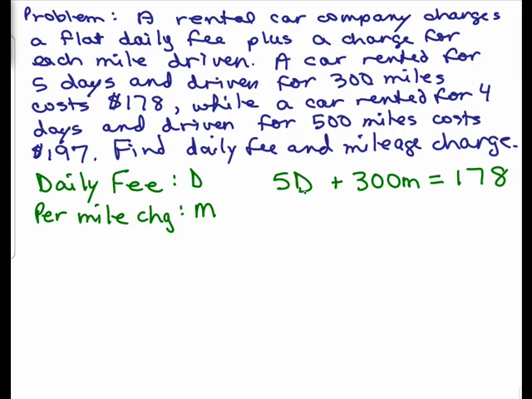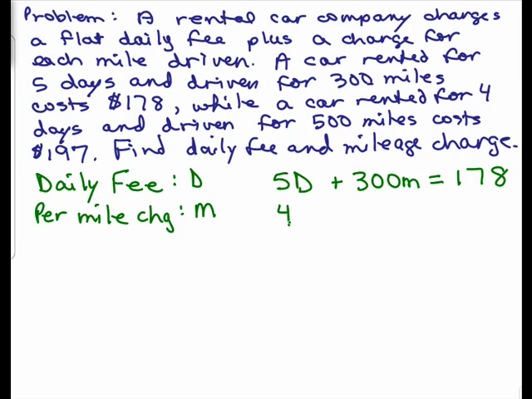So see if that makes sense to you. 5 days costs D dollars per day. This is M. That's going to be in dollars and cents because I'm doing everything in dollars here. Since 178 is in dollars, M will be in dollars and D will be in dollars. So we have to be careful at the end to remember that. All right, see if you could write the second equation. How much would it cost? 4 days and driven for 500 miles costs $197. Put it on pause, see if you could write the second equation, and then come back.